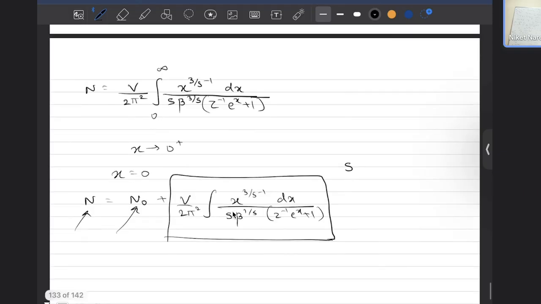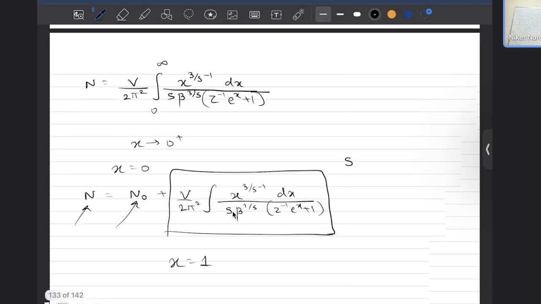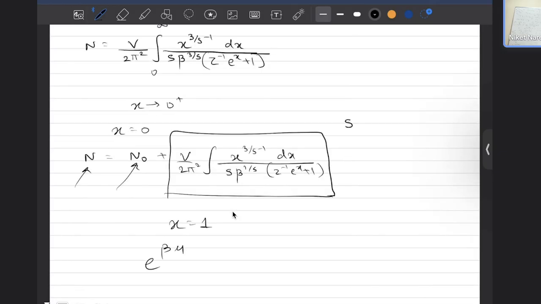The maximum value of this expression occurs at z equal to 1. By the way, e power beta mu, which is z, in case of bosons, can take value between 0 and 1 only, right? You would know this. Sir has already mentioned this in class. And the interesting bit here is that this is minus 1 for a boson, my bad.